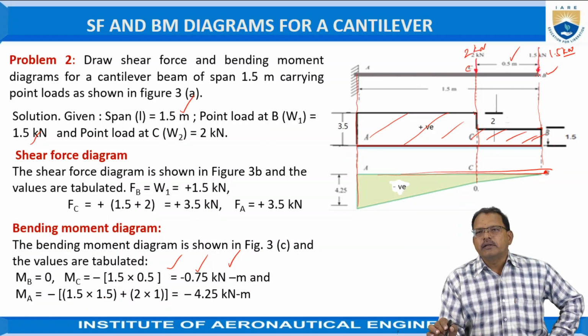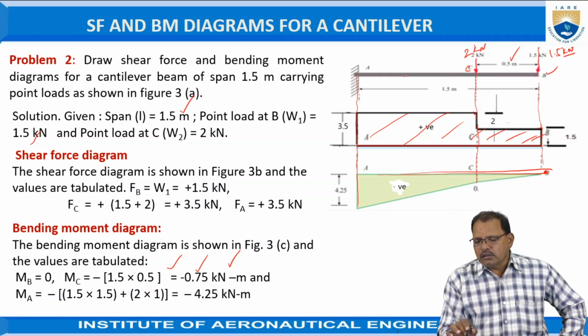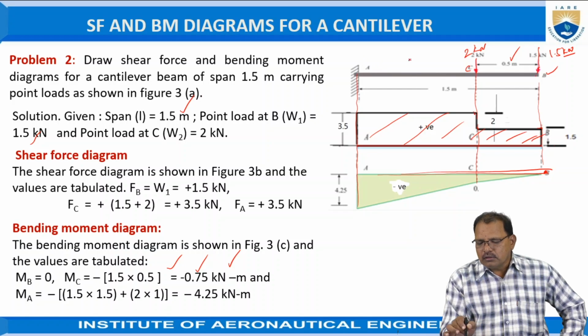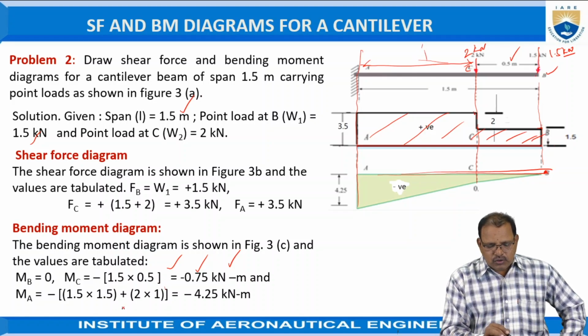That is, the bending moment created by the load 1.5 at A position is equal to 1.5 into 1.5. Again, the second load, 2 kilonewton, is there now. It is equal to 2 into 1, because the length of the beam is given as 1.5. Already 0.5 is over. The remaining length is only 1 now. That is 1 into 2. So totally it becomes 2.25 plus 2, which is equal to 4.25 now.